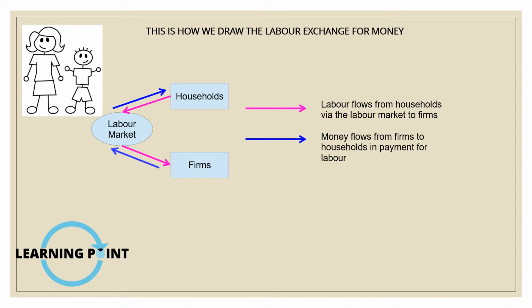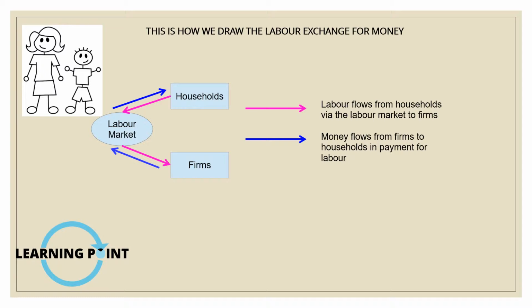So welcome back. Now we look at how labor is exchanged for money. First of all, households have to enter into the labor market. You'll see the little pink arrow goes back to the labor market. And they work for firms in order for them to earn money.